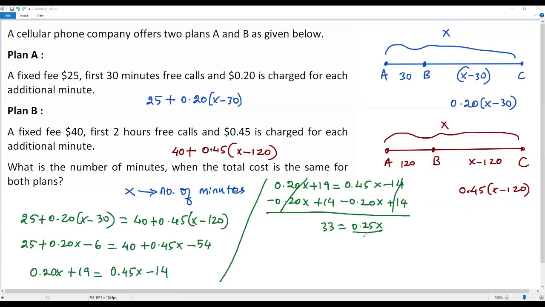Okay, now to solve for x, let me divide both sides by 0.25. When I do so, this 0.25 will cancel out. So when I divide this 33 by this 0.25, I'm getting 132. On the right side, we have x. Okay, now I got the value of x, it's 132. Actually, we have assumed x as the number of minutes for which the total cost is the same for both the plans. So when the number of minutes is 132, the total cost is the same for both the plans.